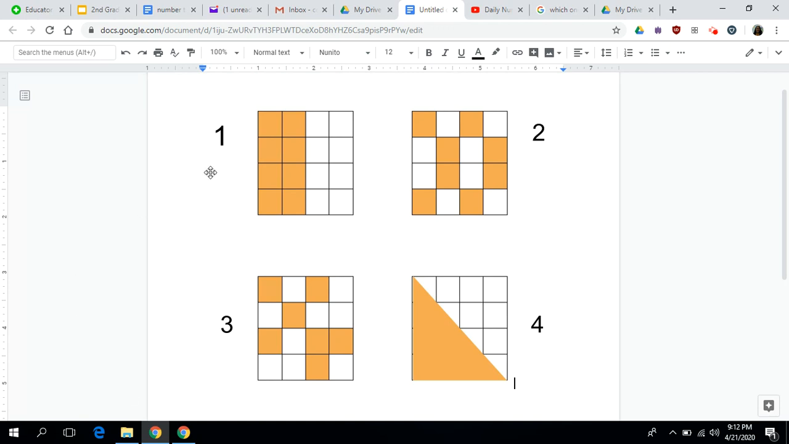As you can see on the screen right here, we have 4 different images. We have box 1, box 2, box 3, and box 4 here. What I'd like you to do is take a look at the boxes and decide which one does not belong with the others. Go ahead and pause so you can think about it, and then come back when you're ready.